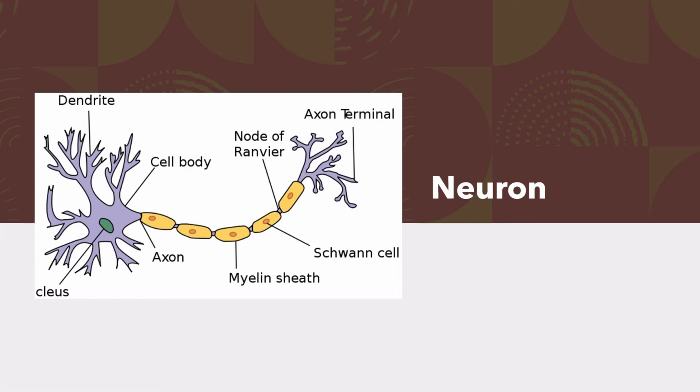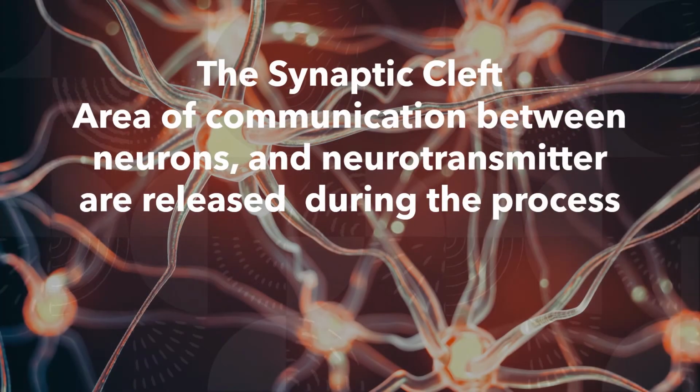It has the myelin sheath, Schwann cell, node of Ranvier. We have the cell body. Inside the cell body, we have the nucleus, and then those branches are called dendrites. When you go to the end of it all, they are axon terminals. Synaptic cleft is an area of communication between neurons.